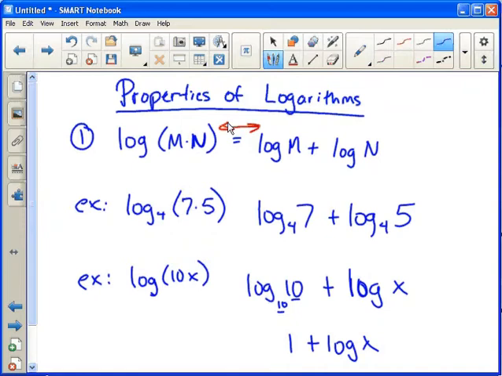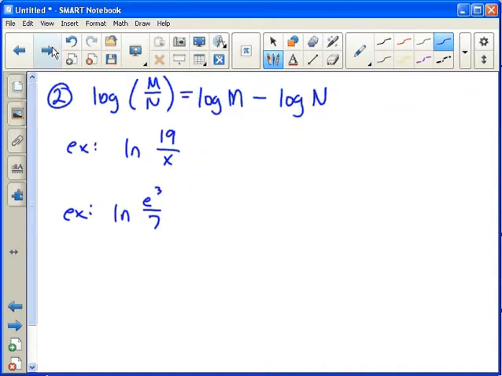So that's the first property. It's called the product rule. It allows you to change multiplication inside one log into addition of two separate logs. Okay, second property you need to know, and that's log of m divided by n equals log of m minus log of n. Okay, if you think about the first rule, this seems to naturally follow. If multiplication changes to addition, then division can change to subtraction.